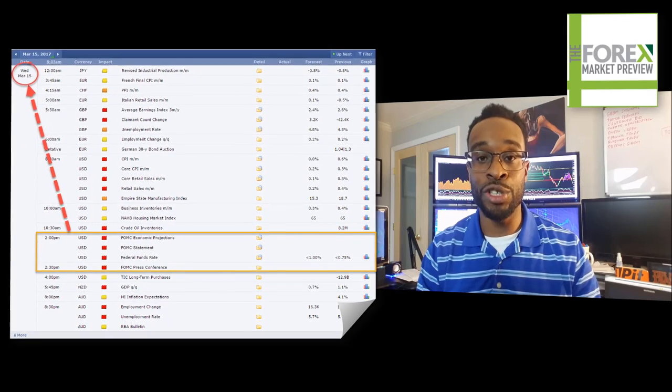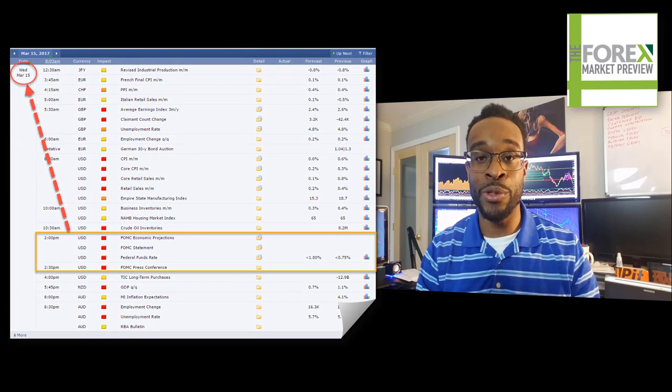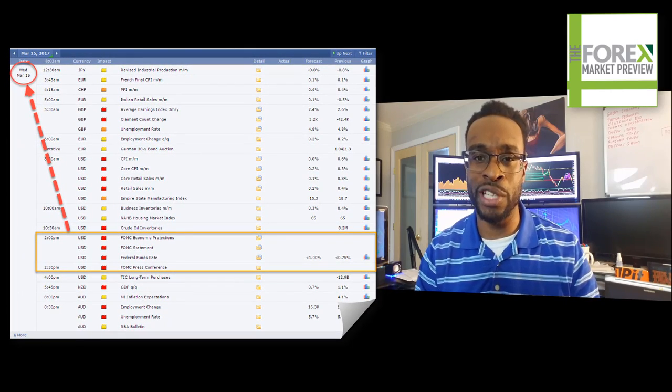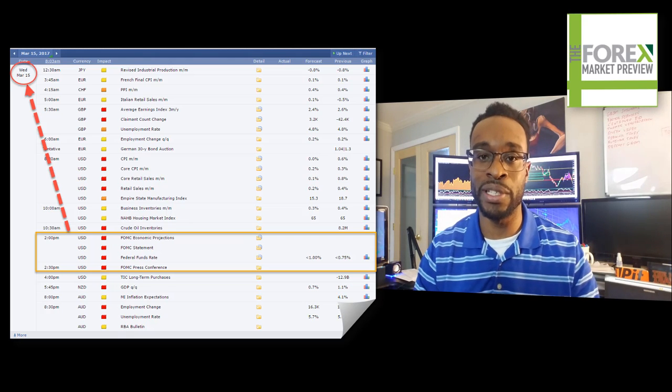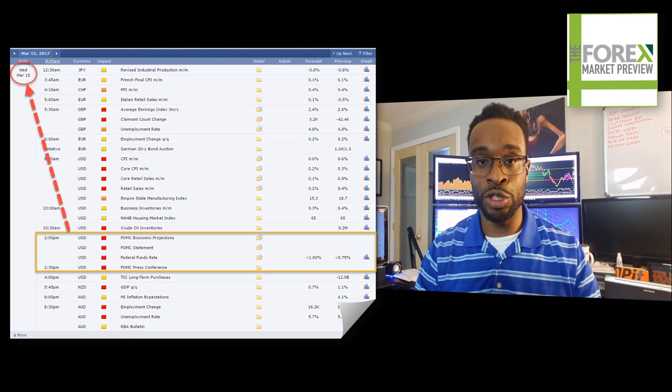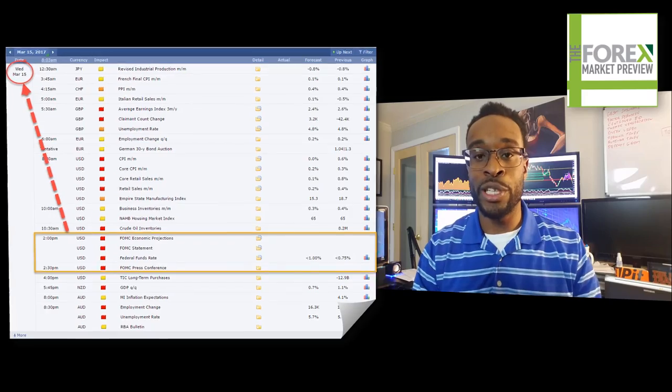Now, this is a very important week in the market. We have a very high potential interest rate hike coming for the US dollar this week. I believe it's Wednesday or Thursday, one of those days. I think March 15th, whatever day that is. So not really sure what to expect for the market.